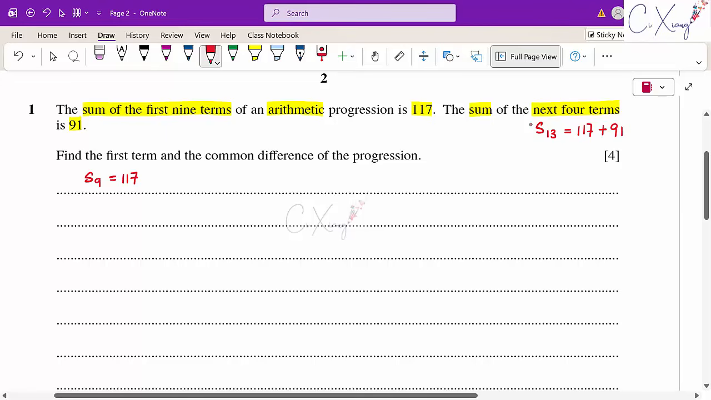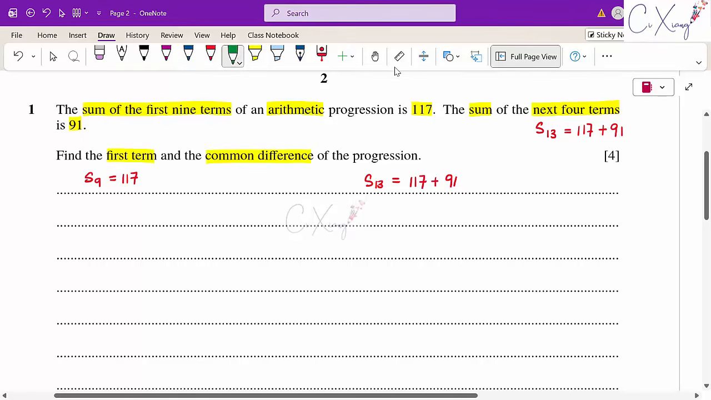So this is the second piece of information that we get. I have S13 equals 117 plus 91. Just to let you know, the 117 is basically the first 9 terms, and the 91 is the next 4 terms. We are given these 2 pieces of information, and then they want us to find the first term and also the common difference of the progression.